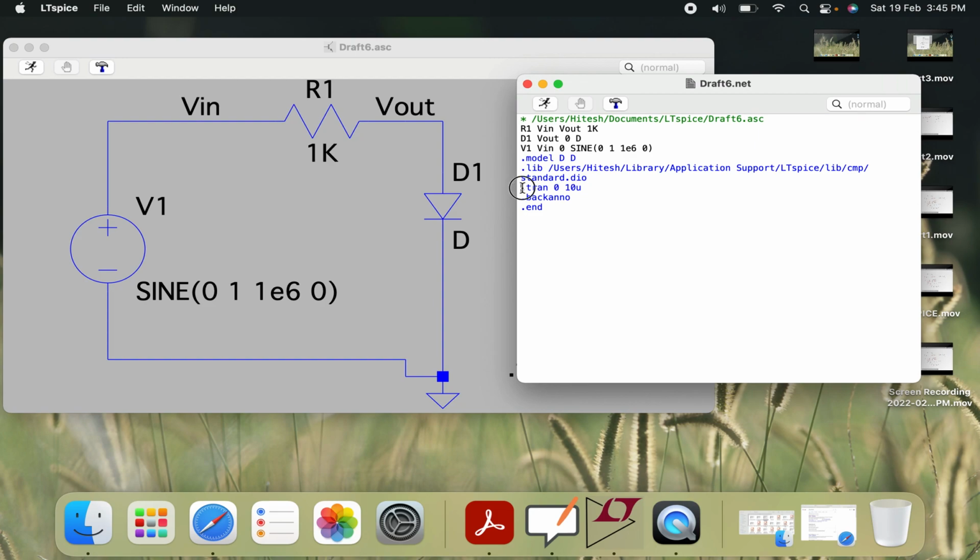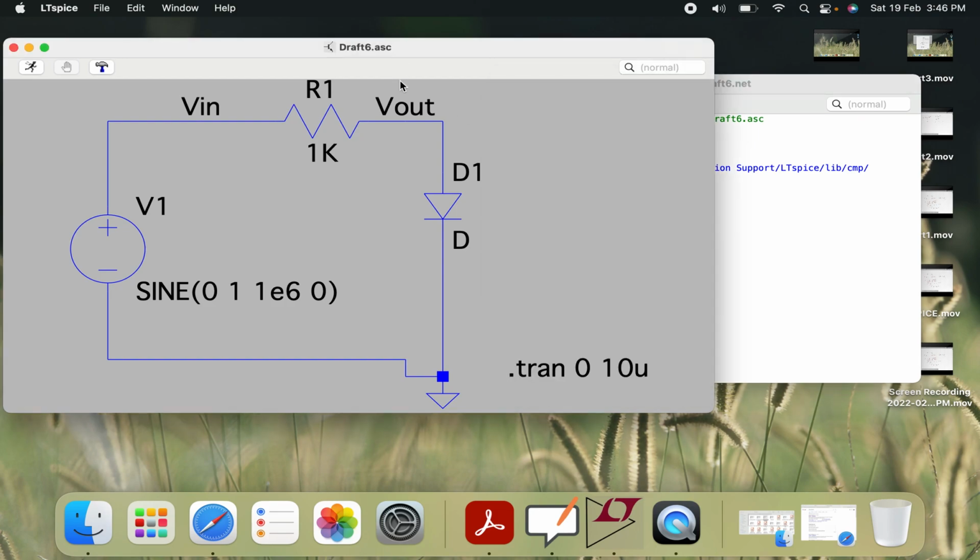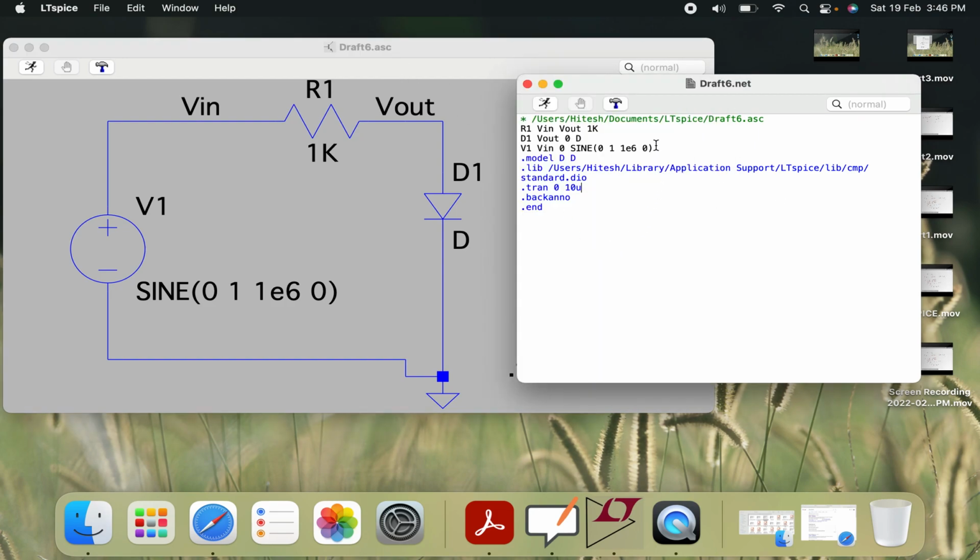And the last one is which simulation you want to run: dot tran 0 to 10 micro. So this is what is actually simulated at the back end, not this circuit. This is a graphical way, but in reality, the simulator takes care of these things. So whenever you make the circuit, it creates a circuit simulator, and through the circuit simulator, it finds the netlist, and through the netlist, it finds the required voltage, current, and all these things from there.